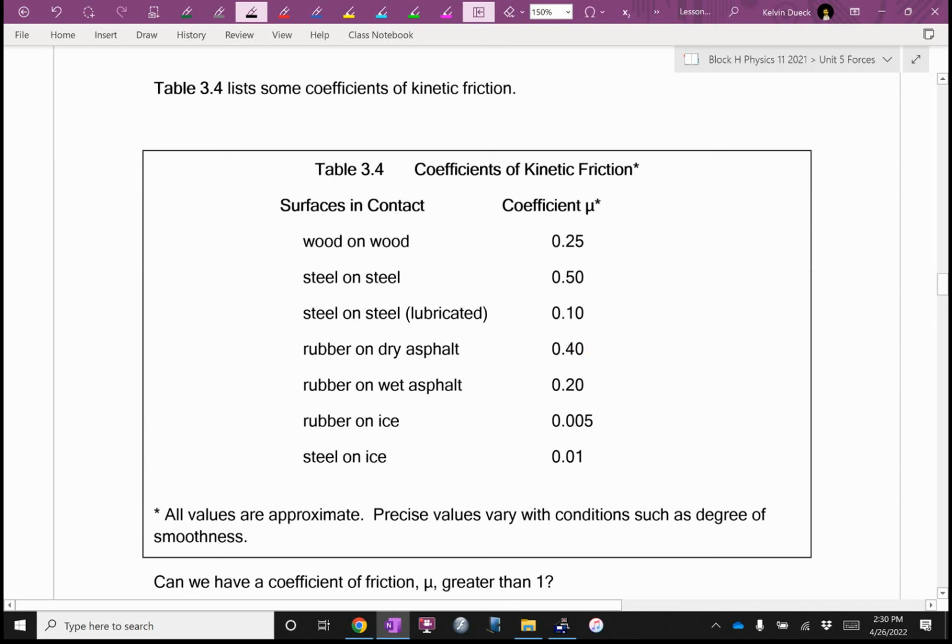You may have noticed, on a really hot summer day, like when it's 36 degrees, is pavement stickier or slipperier? Yeah. The mu is affected by temperature and other things, so this is a rough guide, but here's what I do want you to notice.